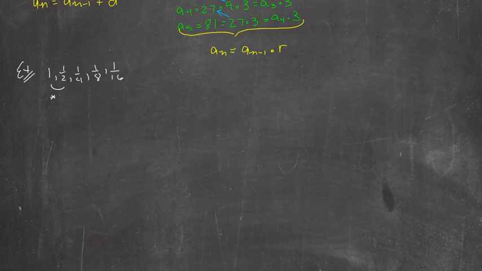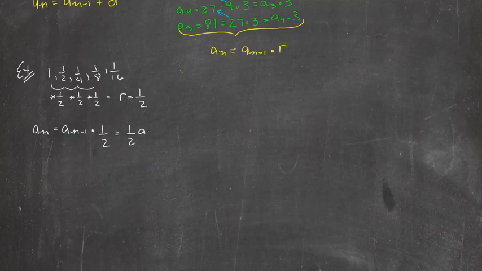So 1 times 1/2 would take me to 1/2, and 1/2 times 1/2 is 1/4, and 1/4 times 1/2 is 1/8. So I know that the common ratio in this case equals 1/2. Since it's a geometric sequence, I can say that the a sub nth term in a recursive form is the a sub n minus 1, whatever the previous term is, times 1/2. Or if I want to write it prettier, I could say 1/2 times the a sub n minus 1. Or I could write it as a sub n minus 1 over 2. It doesn't really matter how we write it as long as we have a recursive version of the formula.